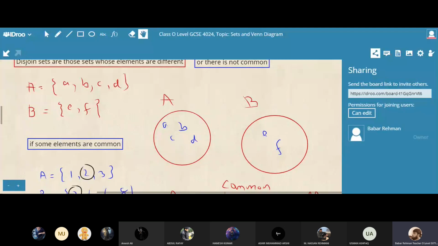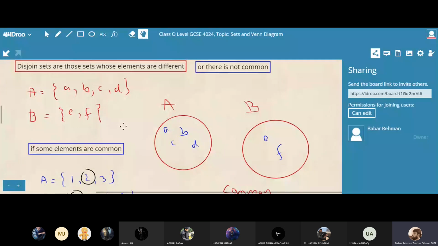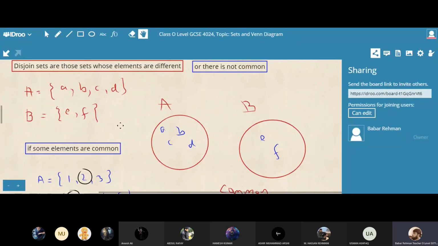Student, we are studying sets and Venn diagrams. So today we will discuss the different types of Venn diagram first of all. What is the basic concept of two sets that are disjoint? Disjoint means there are no common elements. You can see A, B, C, and D. There is no common element.